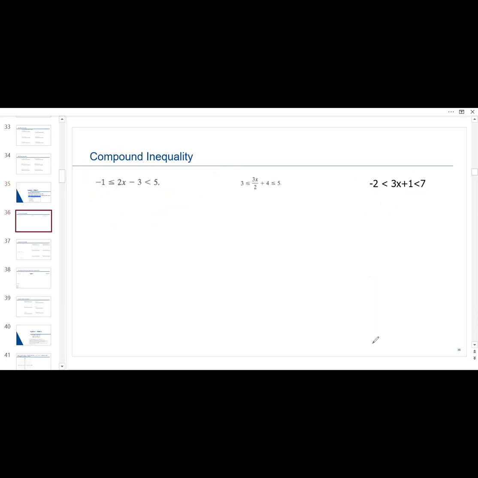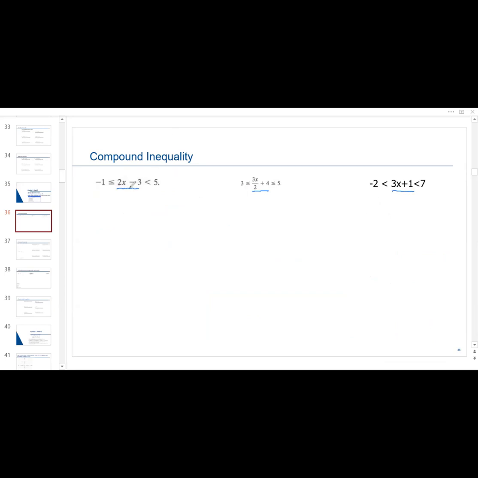All right, let's see some examples here. Compound. You can see this is a compound inequality. They use the property exactly the same as for equality. So what do we need to do? We need to find x, right? What happens to x? You can see in most of these compound inequalities, x is in the middle part.